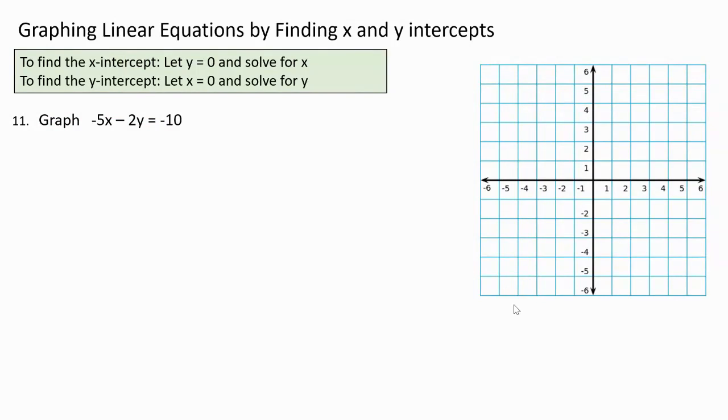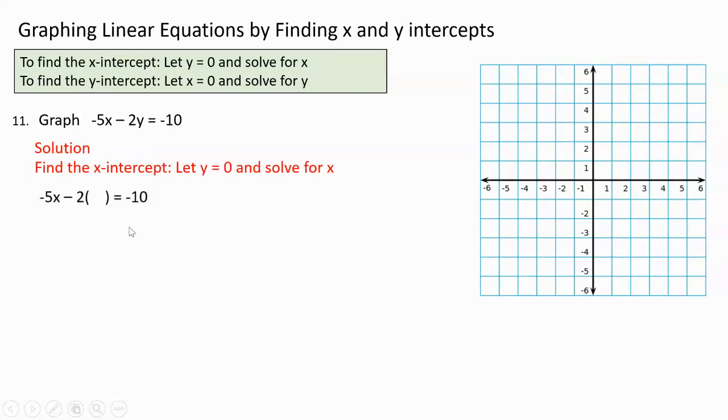Now for this part of the presentation, I'm going to show you how to graph by finding the x and y intercept. The rules are, to find the x-intercept, you let y equal 0 and solve for x. And to find the y-intercept, you let x equal 0 and solve for y. So let's first find the x-intercept. We're going to let y equal 0 and solve for x.